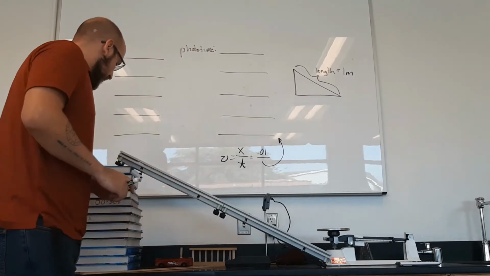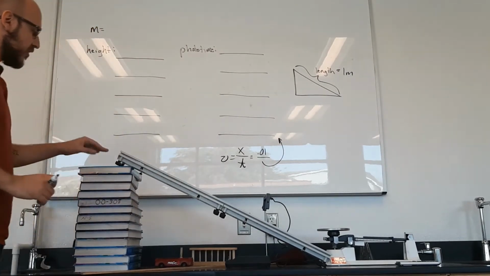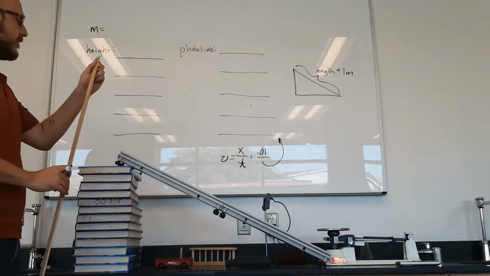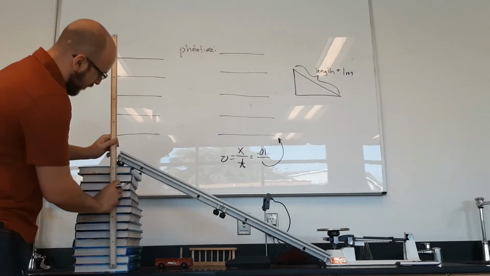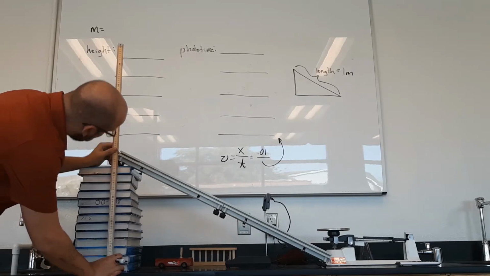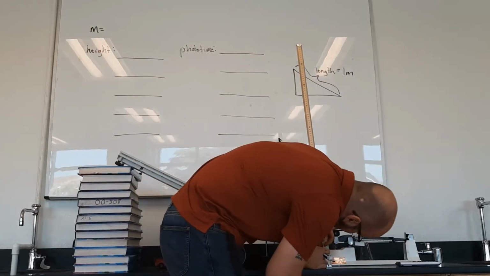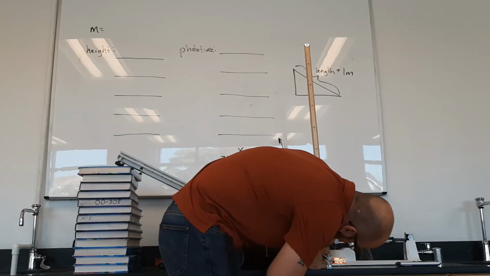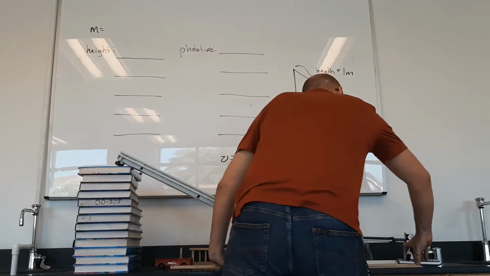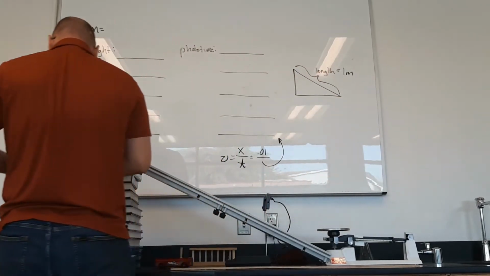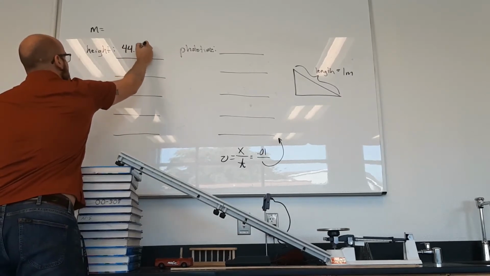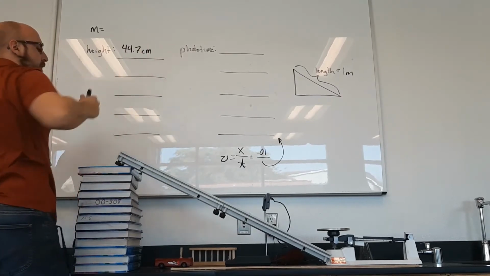All right, so first off, let's get our dimensions for this. Each trial we're going to remove 2 books from here, and that will be changing the height of our ramp. So our first data point, we've got 48 there, and then this one. Okay, so the height of our ramp is just going to be 44.7 centimeters for our first data point.